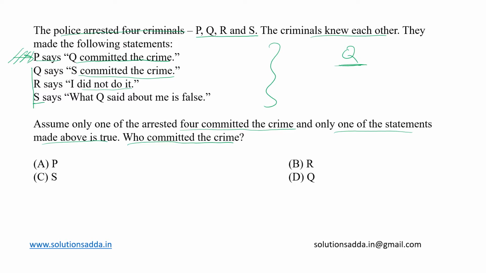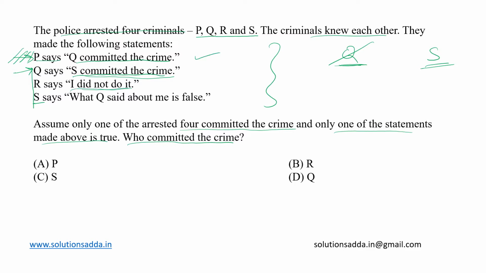So now we shall go to Q and assume this time that Q is speaking the truth and the other three are not speaking the truth. So we shall take negation of the other three statements now. Q is saying that S committed the crime. So now we shall assume that S is the criminal and see whether the other statements support it or not. P says Q committed the crime. Negation, Q has not committed the crime. Yes, that supports our claim.